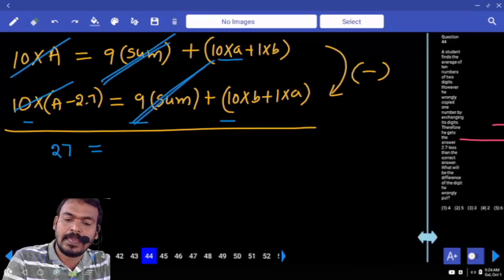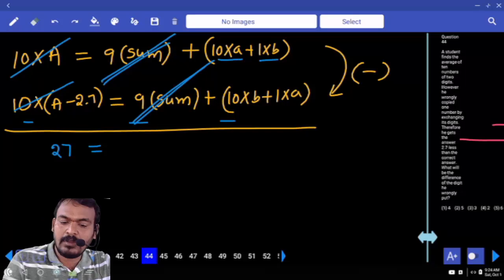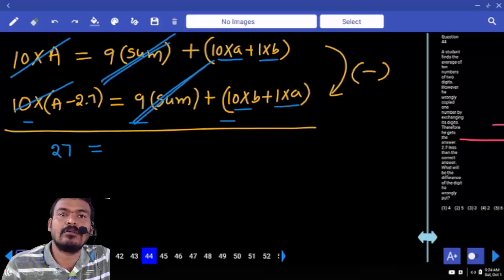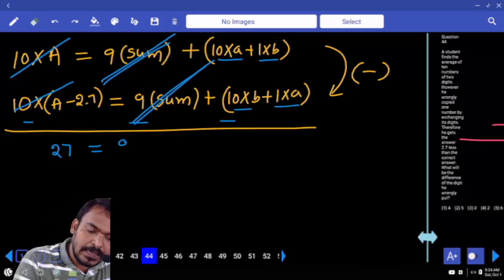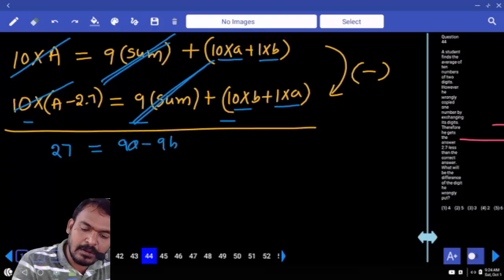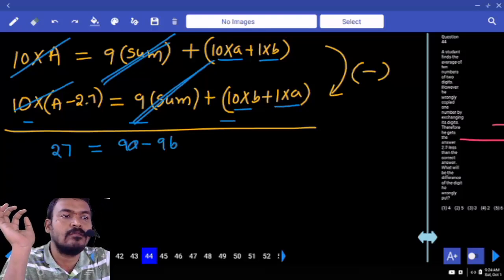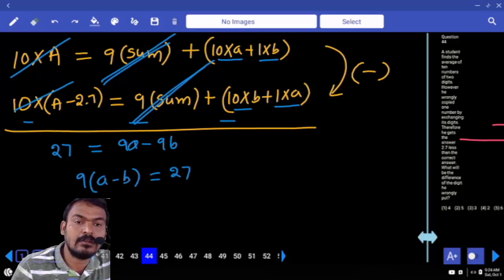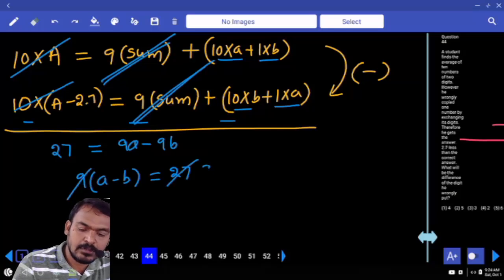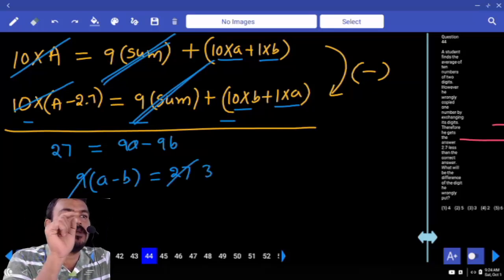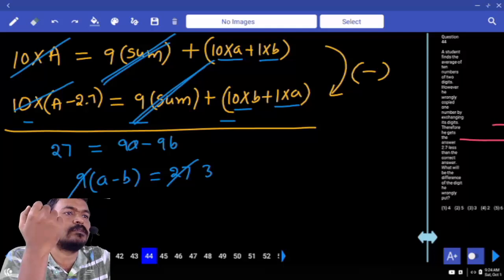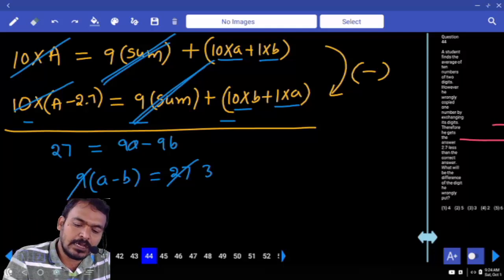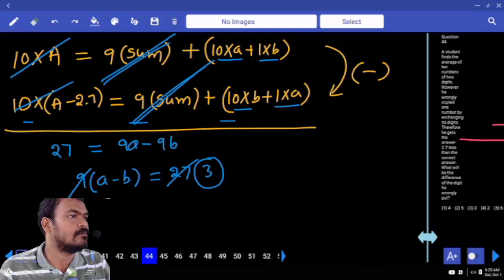First one 10a plus 1b. Second one 10b minus a, or not? Then we write 9a minus 9b, or not? Yes or no? Then this one I write 9 of a minus b equal to how much? 27 or not? 9 how many times? 3 times. A minus b means the difference of the digits or sum of the digits? Difference of the digits. What is the answer? 3 or not?